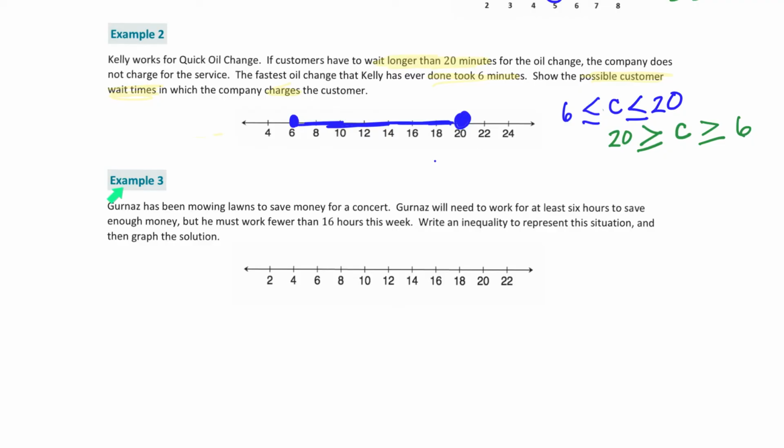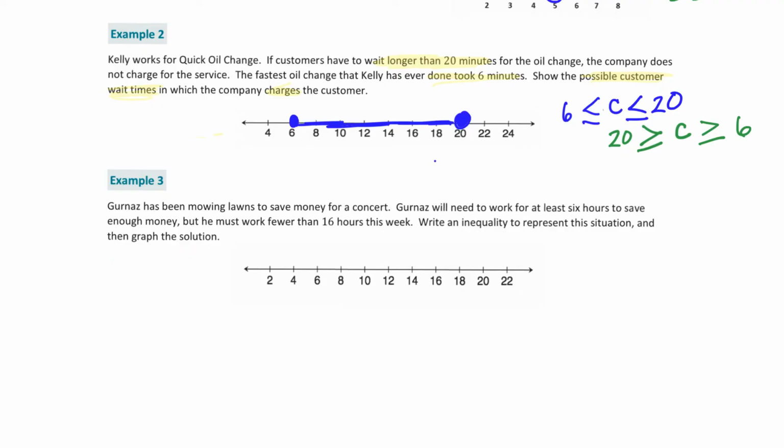Let's look at example number 3. Gurnas has been mowing lawns to save money for a concert. Gurnas will need to work for at least 6 hours to save enough money, but he must work fewer than 16 hours this week. Write an inequality to represent this situation, and then graph the situation.